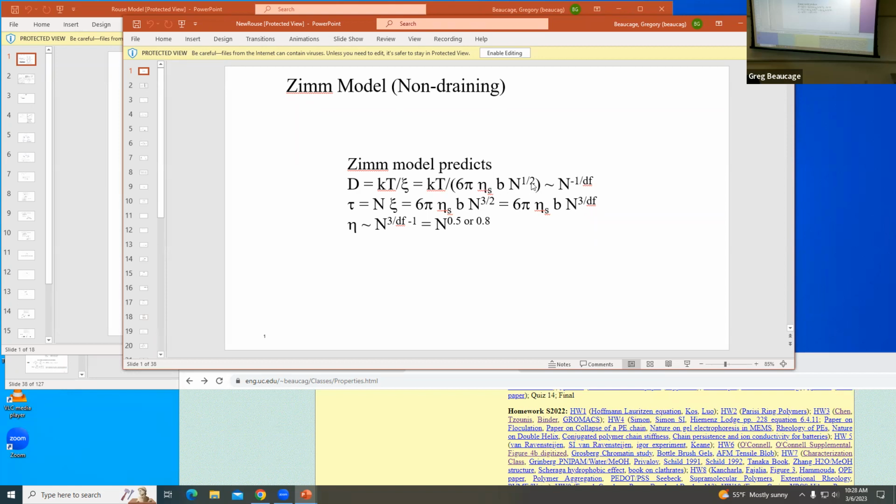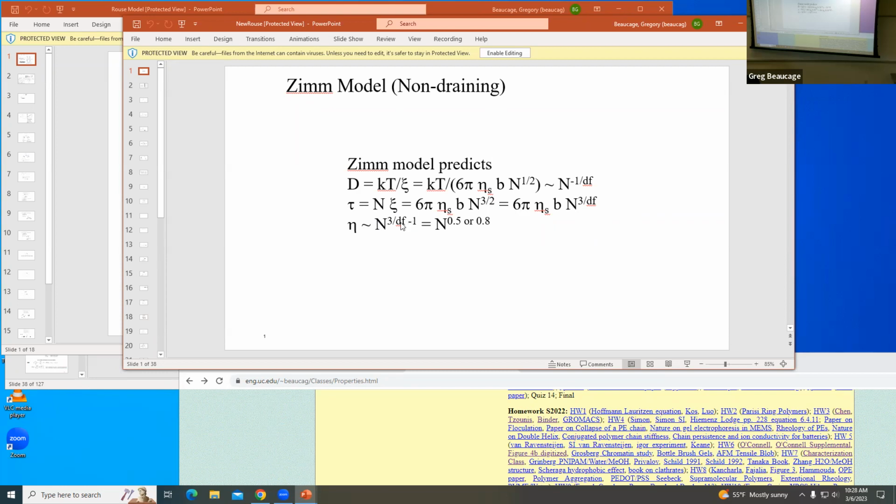So this is 1/df, and then N is, let's see, how does this work out? This is 3/2. R, it's just R, right? R should be N to the 1/2. Oh, N times R is N to the 3/2, because 2/2 plus 1/2 gives you 3/2. So it gives you the relaxation time going as N to the 3/df.